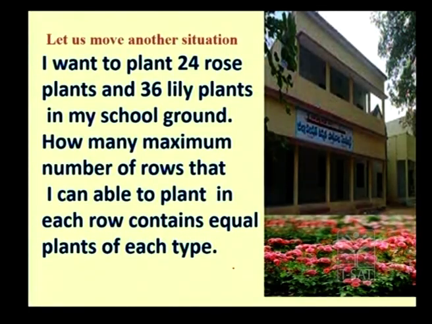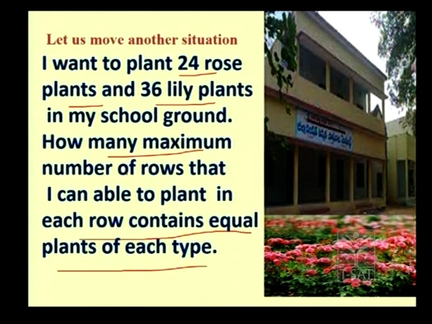Observe another situation on the screen. I want to plant 24 rose plants and 36 lily plants in my school ground. What is the maximum number of rows that I can plant, where each row contains equal plants of each type? See the condition. That is the condition we have to observe here. Then how do we solve this task?